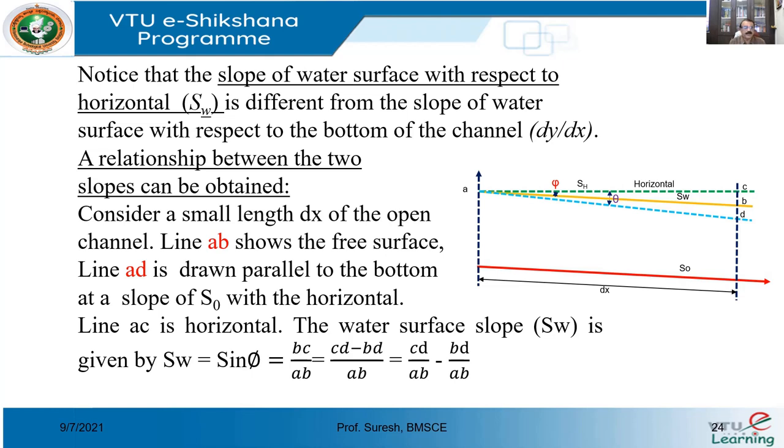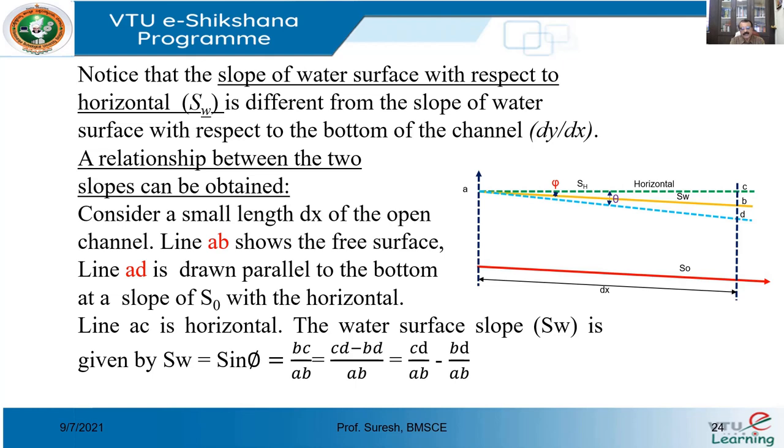Let us go further. In this class, we're going to talk about an equation to find the water surface slope with respect to horizontal. So next question: why do we need this? Sometimes in problems, they will ask you to find the surface water profile with respect to the horizontal rather than the bed slope. What we discussed till now is the water surface slope profile with respect to the bed slope.